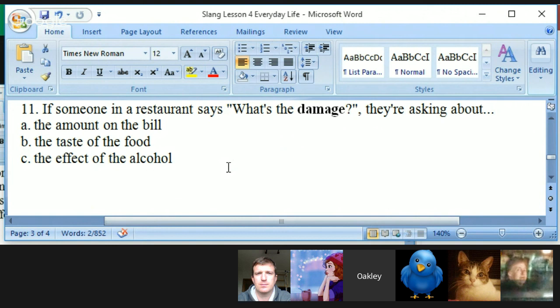So, number 11. If someone in a restaurant says, "So what's the damage?" they are asking about the amount on the bill. Yeah, it's about money. Charges. Very good.